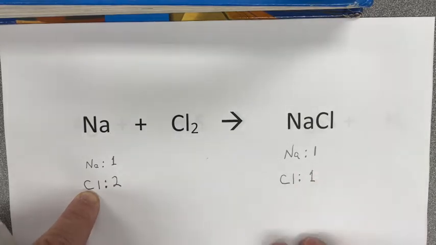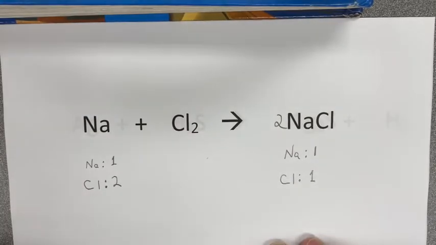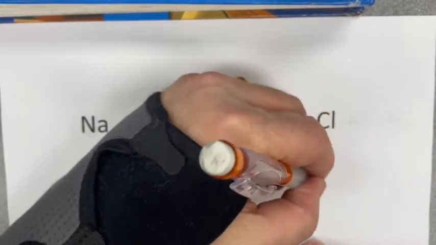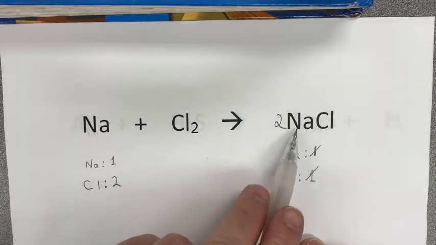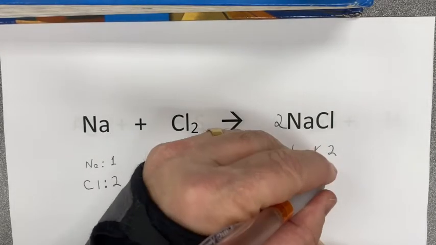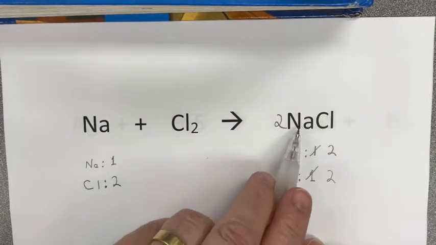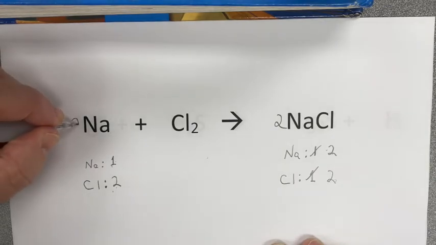And like I said, the only way to do that is to put a 2 right there. Now that's going to change our numbers. So on this side, nothing's changed over here yet. But on this side, we've now got 2 sodiums, and we've also got 2 chlorines because this 2 gets distributed to everything that's in that molecule. So 2 of these, 2 of those. Now these are in balance, but these are not in balance. I've got 2 there, and I've got 1 there. So I'm going to throw a 2 right there.